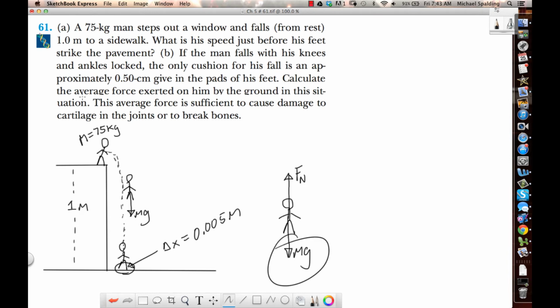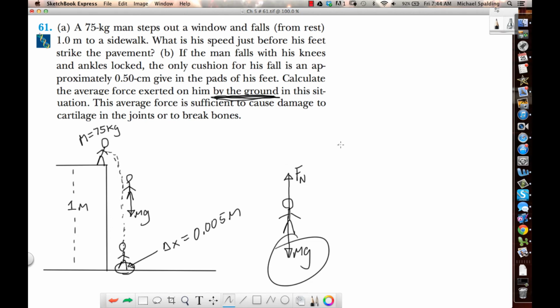It says calculate the average force exerted on him by the ground. So what are they talking about there? If they say find the force exerted on him by the ground, what force is that? Not the net force, the normal force. The net force, F net, would be normal force minus mg. That's the net force. When they say find the force exerted on him by the ground, they want us to solve for the normal force.